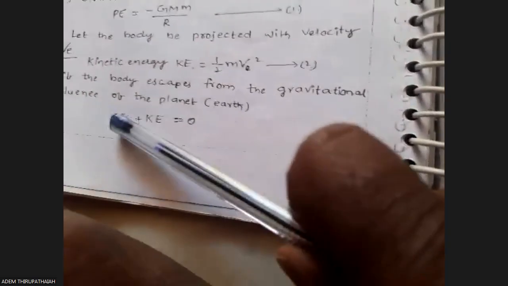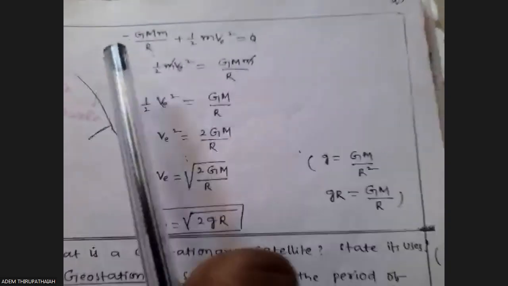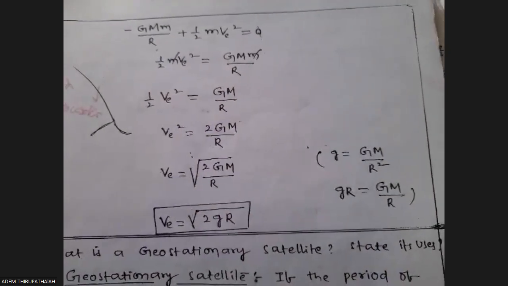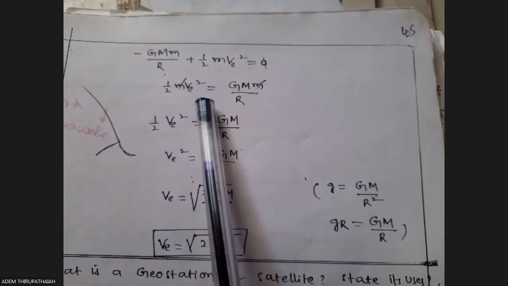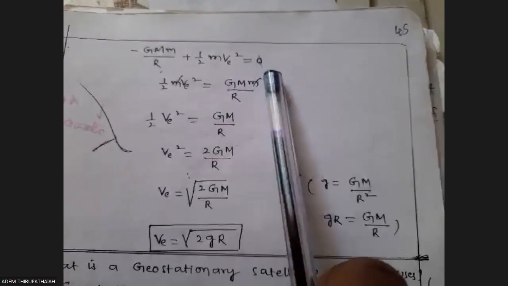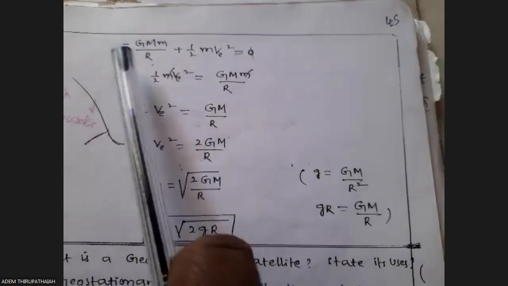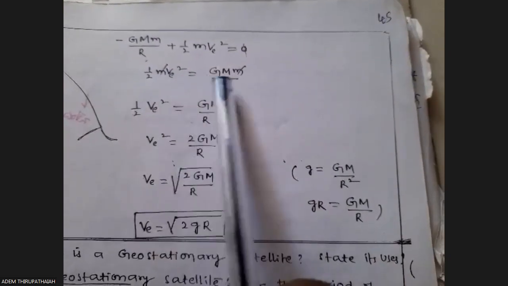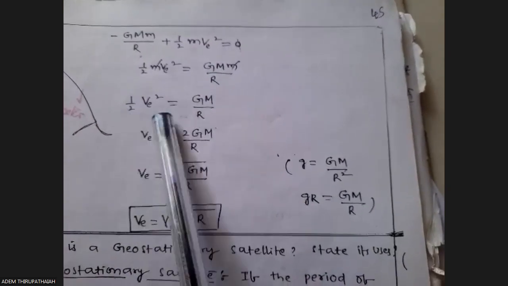So substitute PE and KE. Now PE is equal to minus capital G, capital M, small m by R, plus half kinetic energy, half mv square, is equal to 0. This minus goes to the other side, again plus. The small m cancels. Now half mv square.